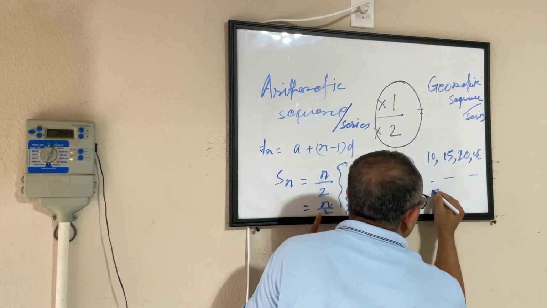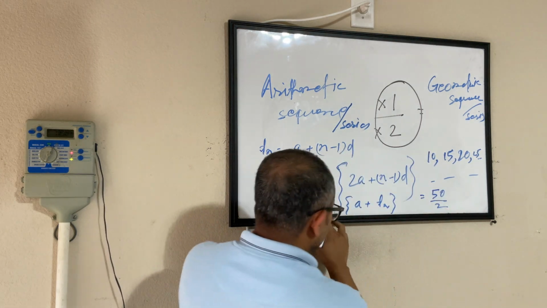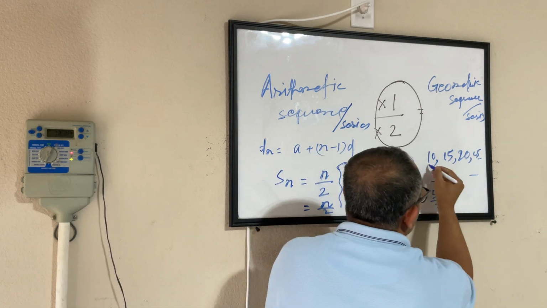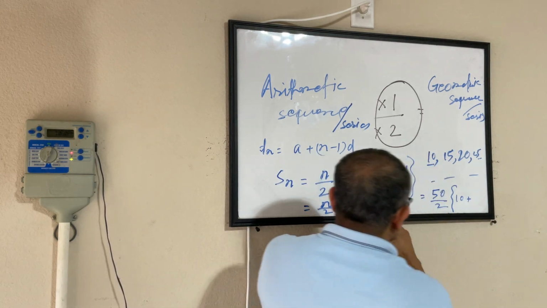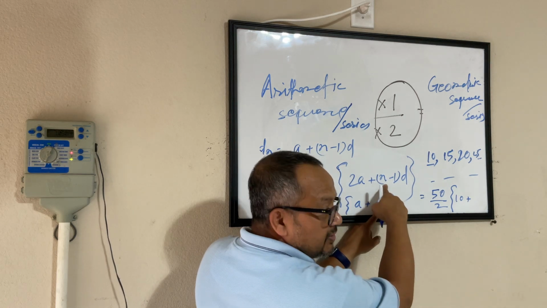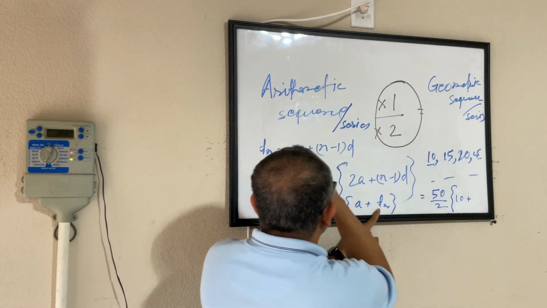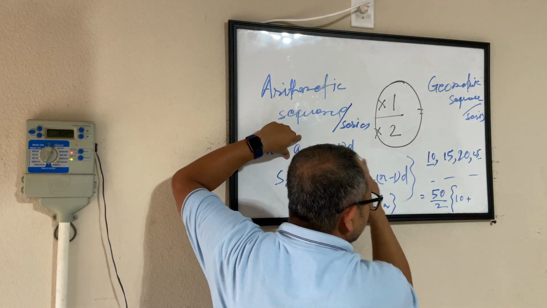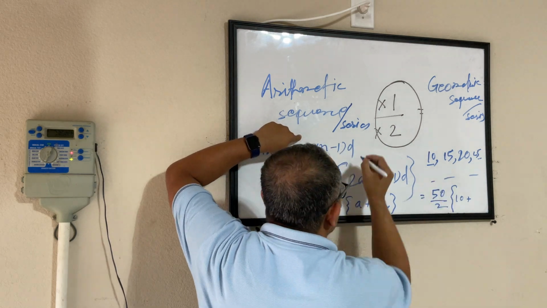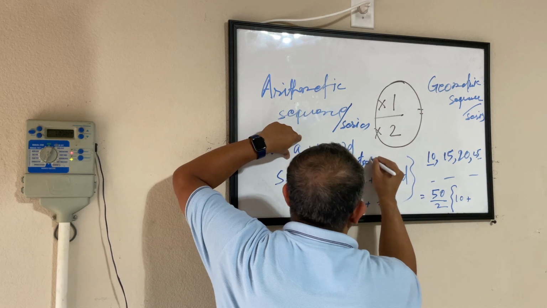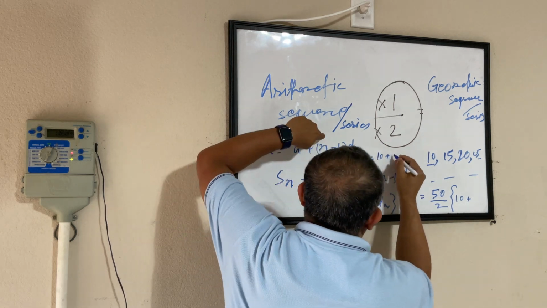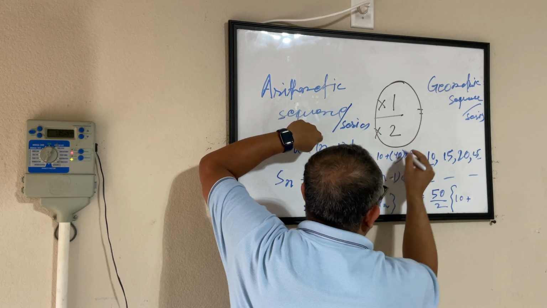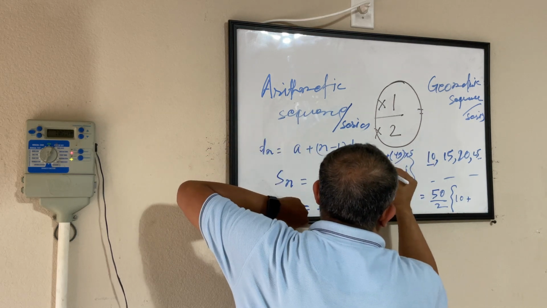So this becomes 50 divided by 2, n by 2, times a plus the nth term. a is my 10, and the nth term I can put in this formula, or I can find the nth term here. So 10 plus 50 minus 1, 49 times d, which is 5. So let's say my 50th term is 10 plus 49 times 5. 49 times 5 is 245. So 10 plus 245.